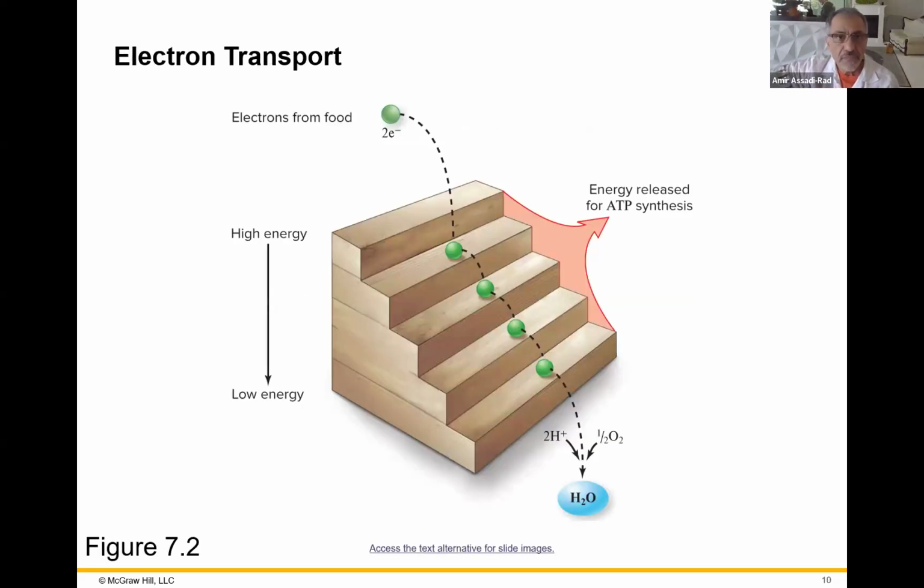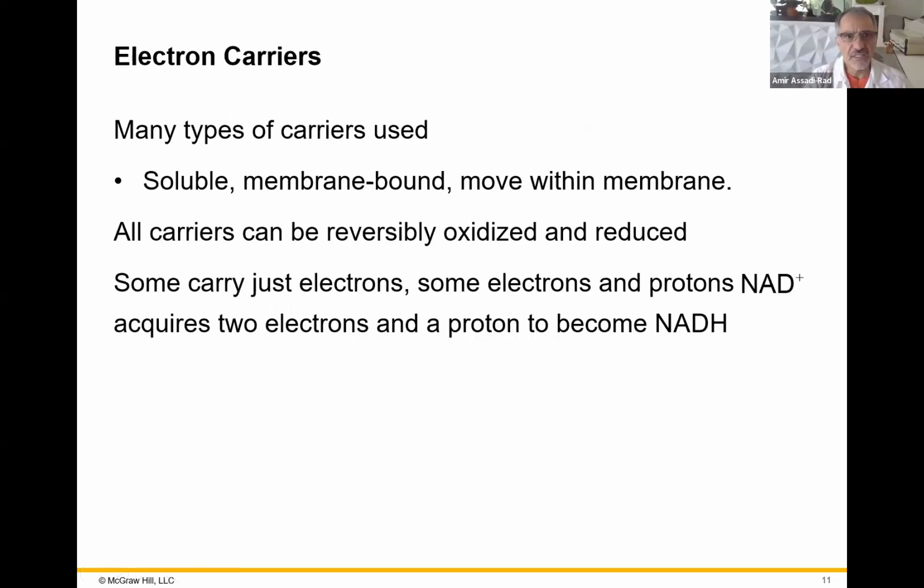Okay. So electrons from food go step by step by step. And of course, at the end, with the help of oxygen and hydrogen, it becomes water. Electron carriers: many types of carriers are used, soluble, membrane-bound, moving within the membrane. All carriers can be reversibly oxidized and reduced. Some carry just electrons, some carry electrons and protons. NAD requires 2 electrons and a proton to become NADH.